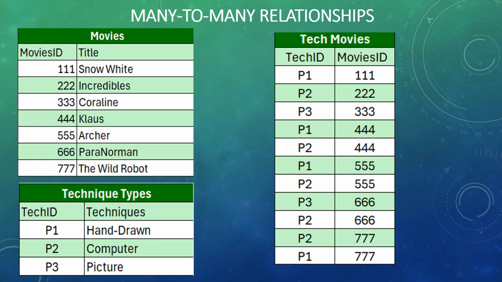To give you another many-to-many relationship and also help you be able to identify animation a little bit better, here's another table that consists of movies and shows, and we're going to link this with our techniques table. As you can see, Snow White has this technique of hand drawn, while something like Klaus is also hand drawn, but is also using the computer technique.